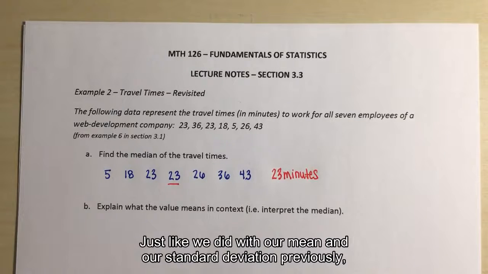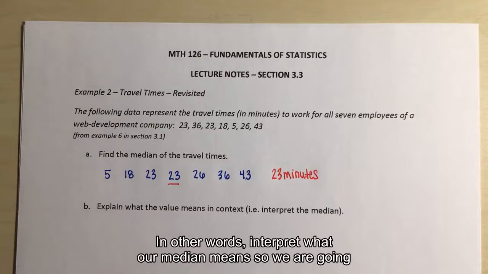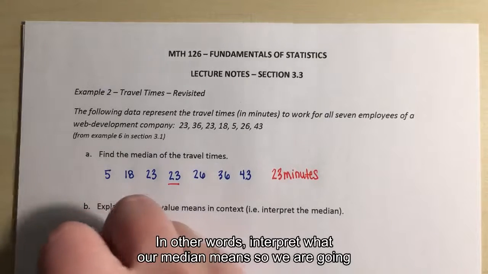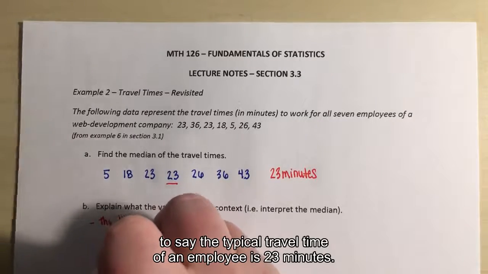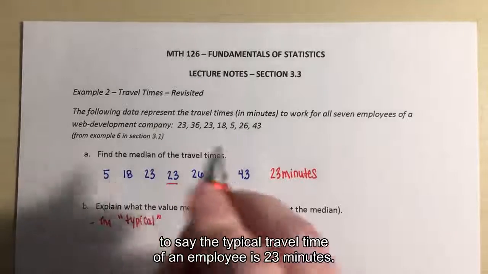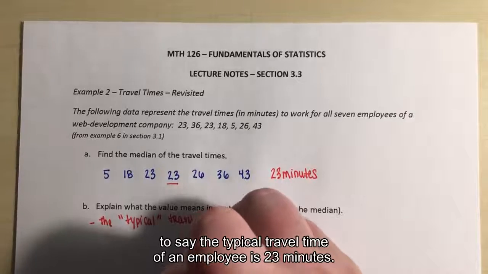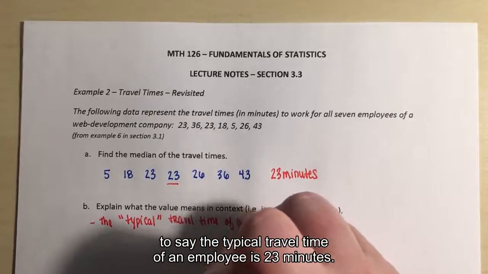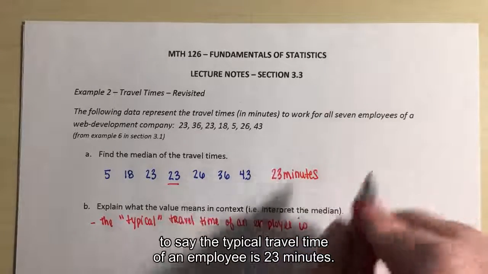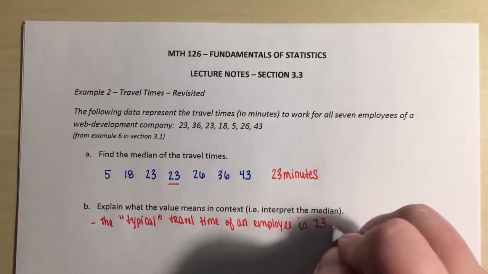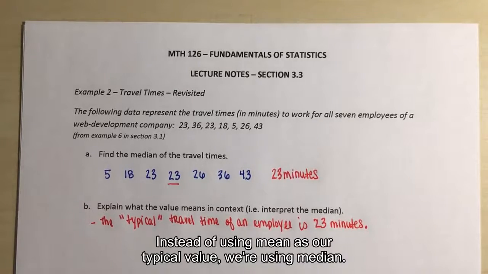Just like we did with our mean and our standard deviation previously, we are going to explain what the value means in context. In other words, interpret what our median means. So we are going to say the typical travel time of an employee is 23 minutes. So instead of using mean as our typical value, we're using median.